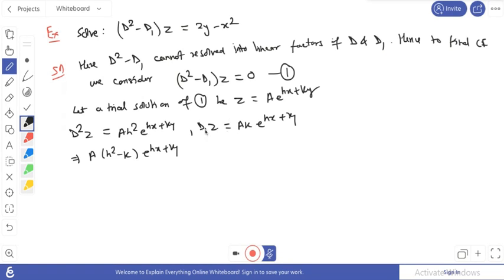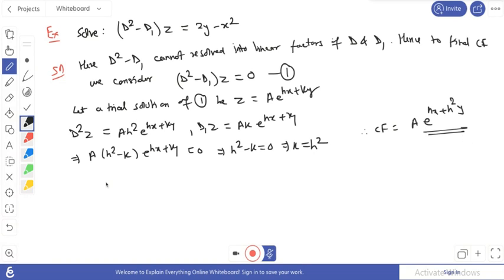On putting these values in equation number 1, so you get here h square minus k equals to 0. So this equals to k equals to h square. Okay, so when k equals to h square, then you're putting k equals to h square in your solution. So what is your complementary function? This equals to A of e to the power hx plus h square y. So this is your complementary function.